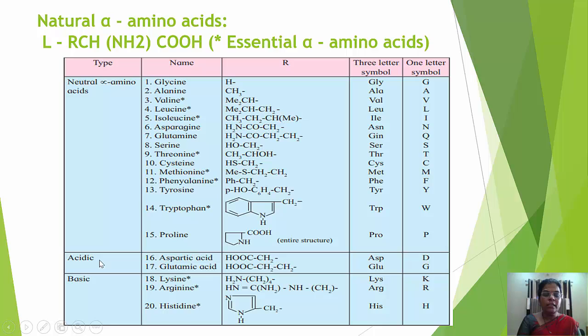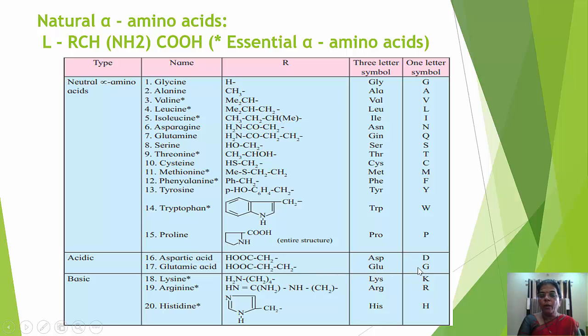Now we are going to see acidic alpha amino acids. Here, aspartic acid. In aspartic acid, the alkyl group attached to the alpha carbon atom is CH2COOH. That is, R is CH2COOH. Now this R possesses a carboxylic group, therefore it is an acidic alpha amino acid, and it is represented by the symbol ASP or D. Then next one is glutamic acid, COOH CH2 CH2. This is the alkyl group attached to the alpha carbon atom of the alpha amino acid.